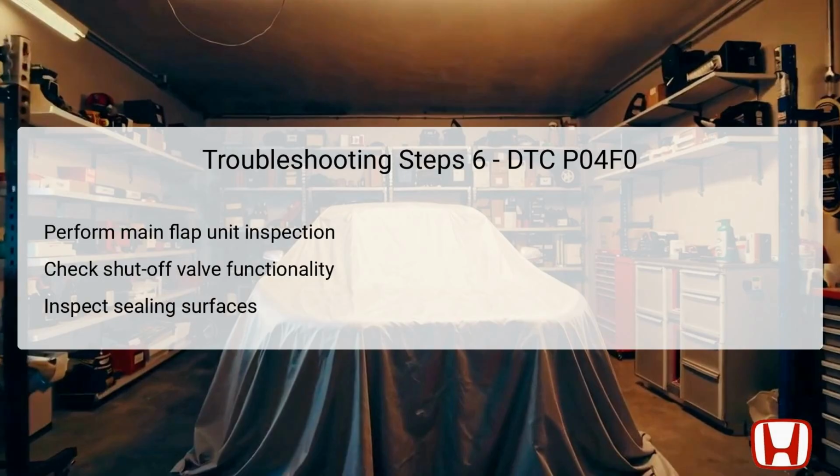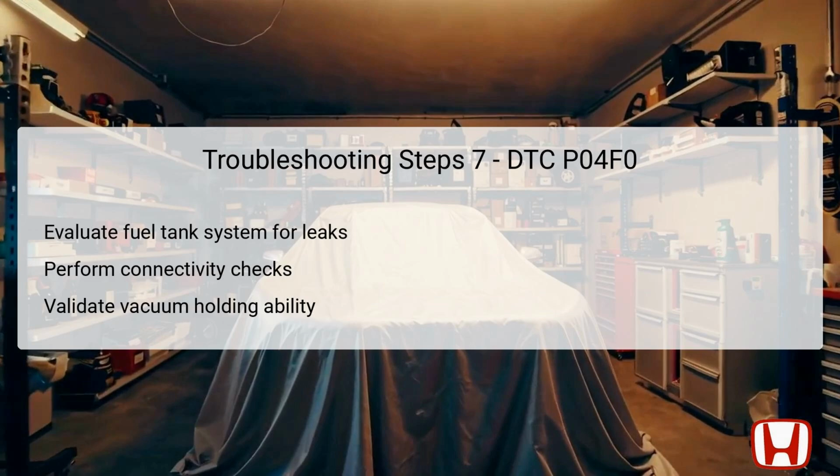A successful inspection without anomalies will confirm that the main flap unit is operating within expected parameters, thereby eliminating it as a potential source for DTC P04F0. Following the inspection of the main flap unit, the next logical step is to evaluate the fuel tank system for potential leakage issues. This involves disconnecting the fuel vent tube and applying a vacuum to check the integrity of this section. It's vital to ensure that there are no breaks or loose fittings that could lead to vapor loss.